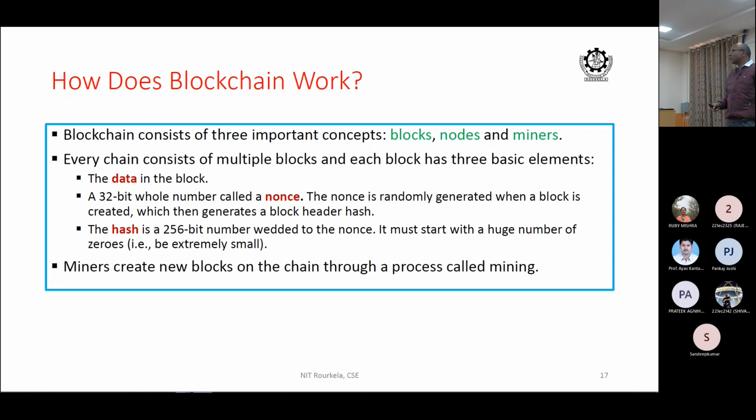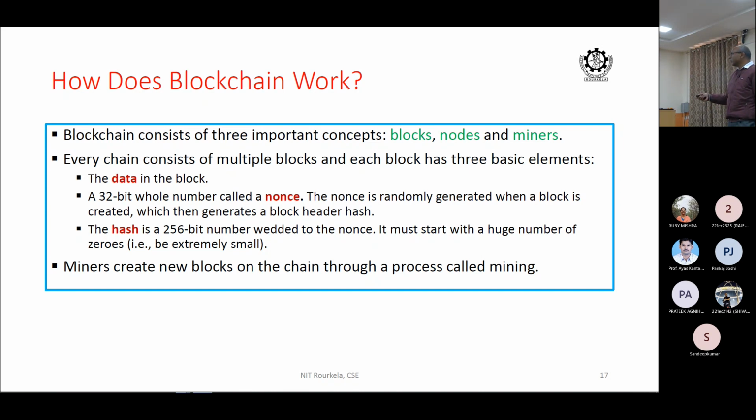Then there is something called a nonce. This is a 32-bit number. We look at why the nonce is required. So a block is there. Block is nothing but the data. Data is nothing but all the transactions that we have made. Any transaction that we have made is put into what we call data. And there is a nonce. This nonce is nothing but a random number, a randomly generated number.